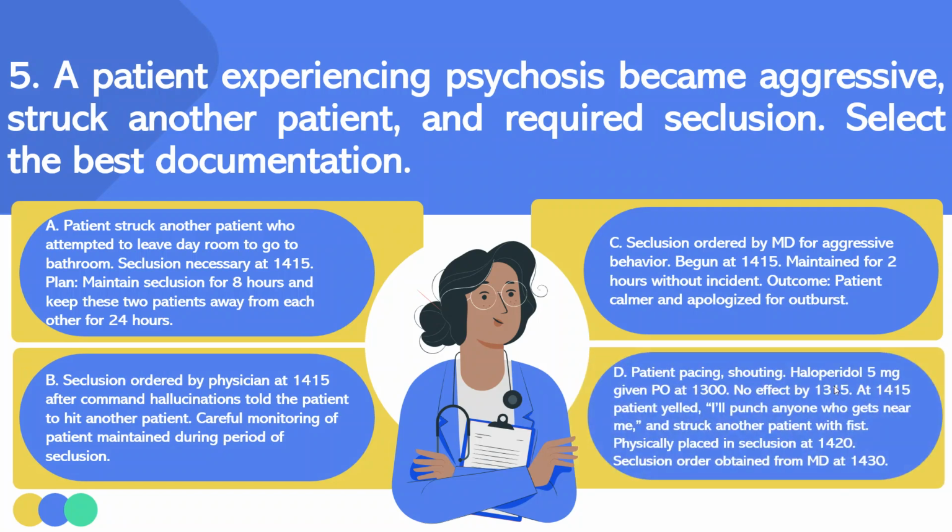Letter D. Patient pacing, shouting. Haloperidol 5 milligrams given PO at 13:00, no effect by 13:15. At 14:15, patient yelled, "I'll punch anyone who gets near me," and struck another patient with fist. Physically placed in seclusion at 14:20. Seclusion order obtained from MD at 14:30.